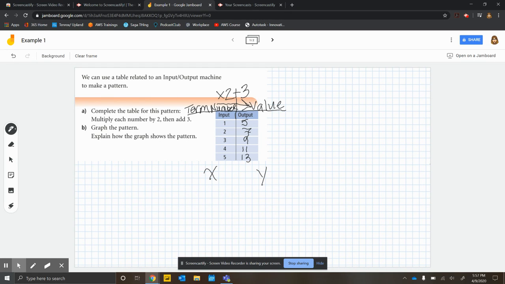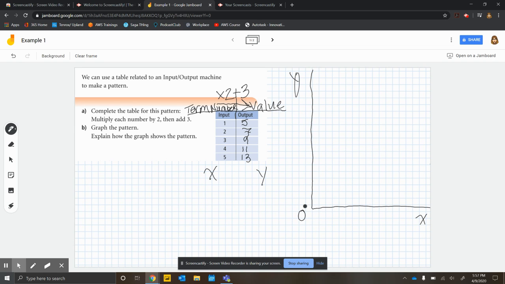taking this table of values and we're going to be creating a graph. So by identifying where our X and our Y numbers are, we're going to be setting up our scale. Here's our 0. So again, our X is going to be our input or our term value, and then our Y is going to be the value or the output.